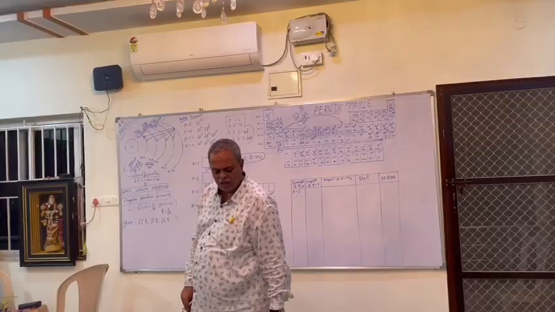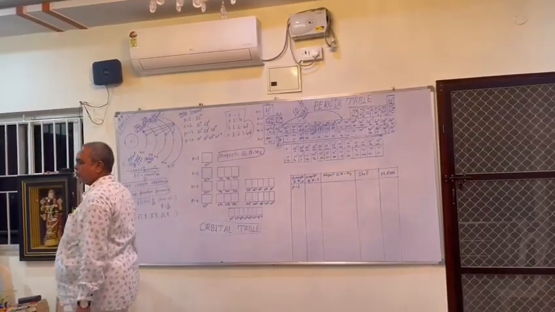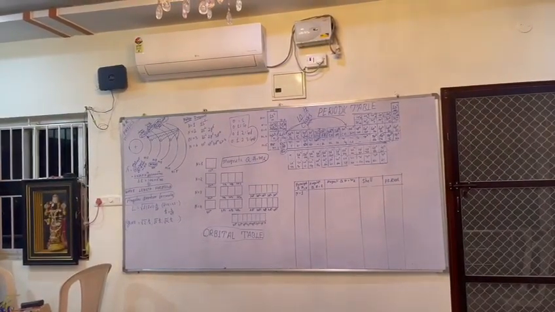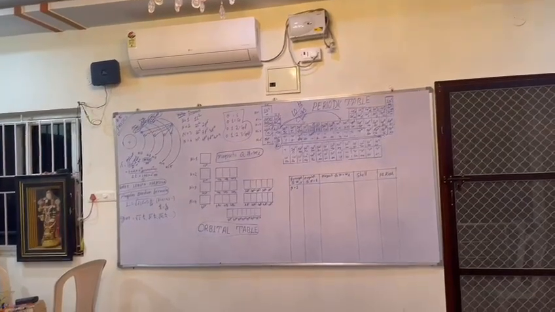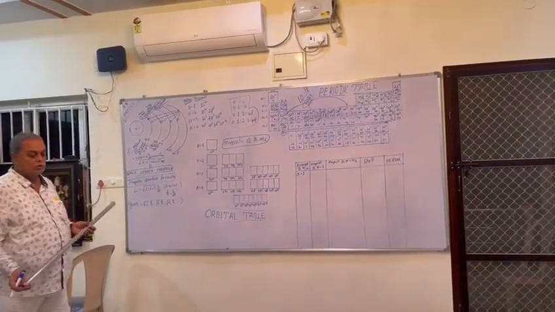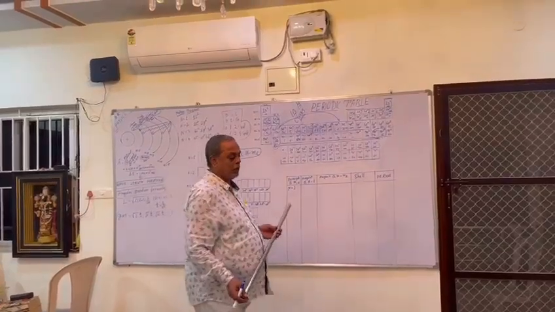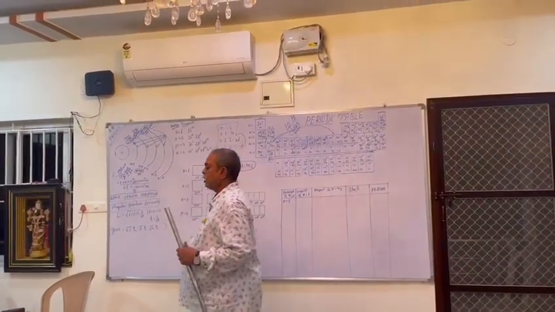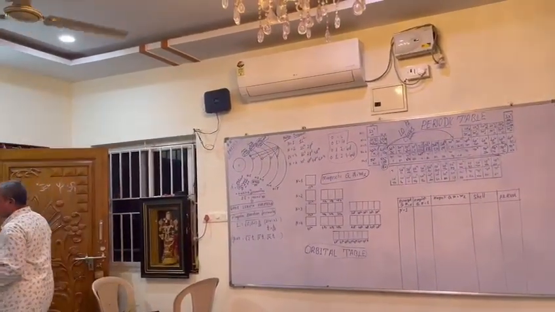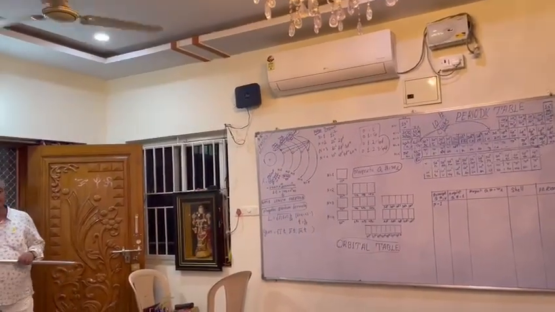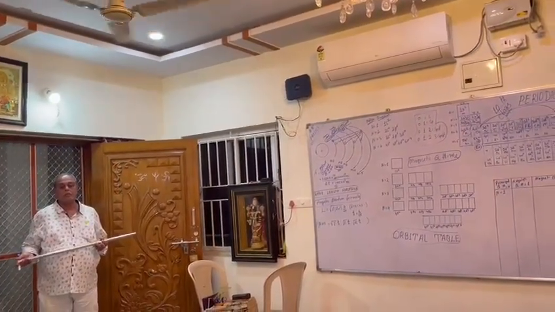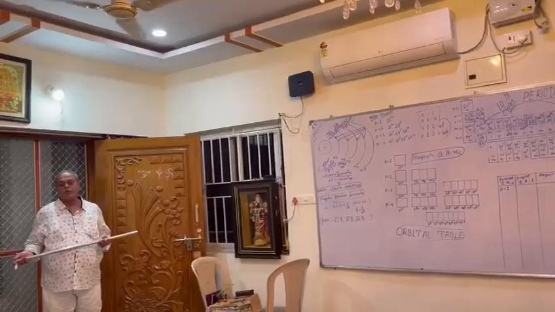Why don't you write down: photons are small packets of light energy. These are the wavelengths which are segregated by the Lyman, Balmer, Paschen series.